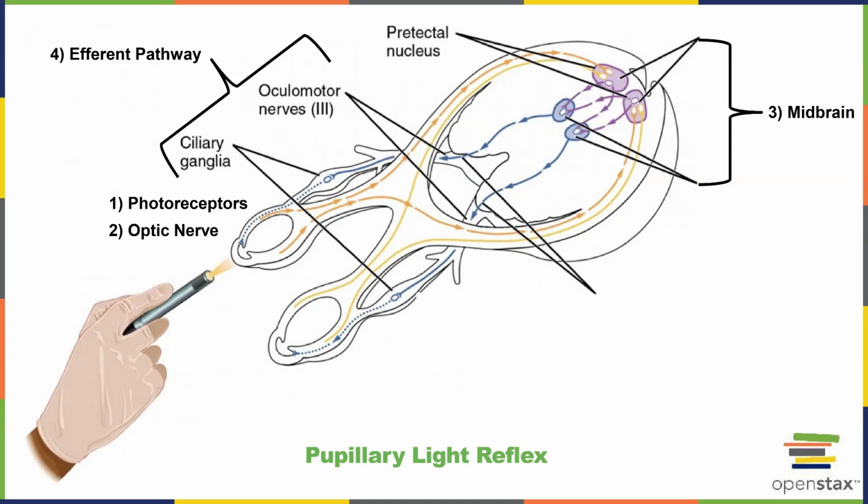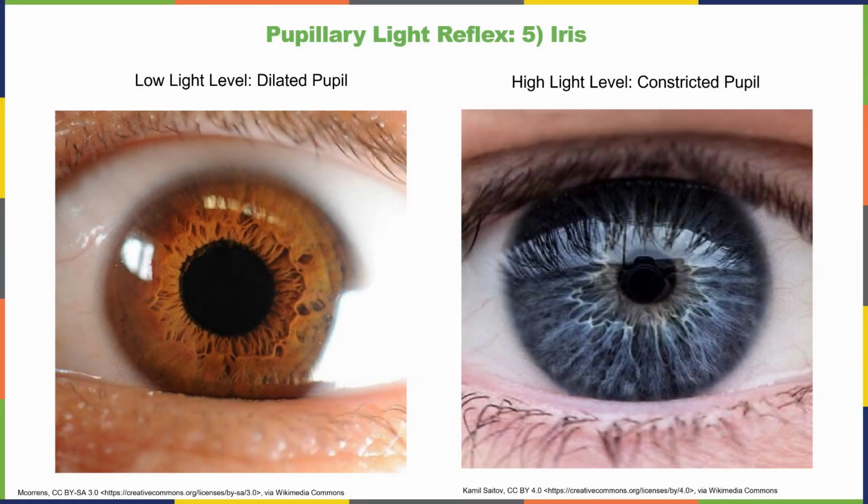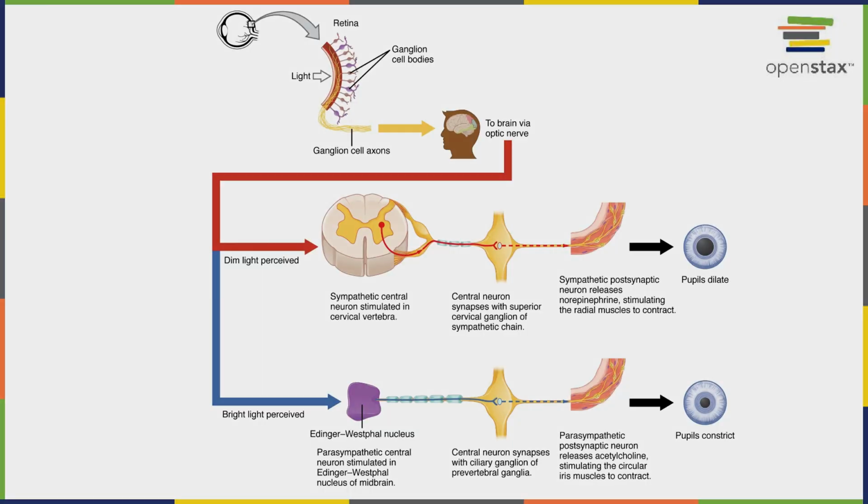The fourth step involves the oculomotor nerves, along with the ciliary ganglia and ciliary nerves, which carry the parasympathetic efferent signal to the eyes. Finally, the pupillary sphincter muscles in both eyes contract, decreasing pupil diameter and reducing the amount of incoming light. While the parasympathetic division of the autonomic nervous system constricts the pupils to protect the eye from bright light, the sympathetic division dilates the pupils when light levels are low.